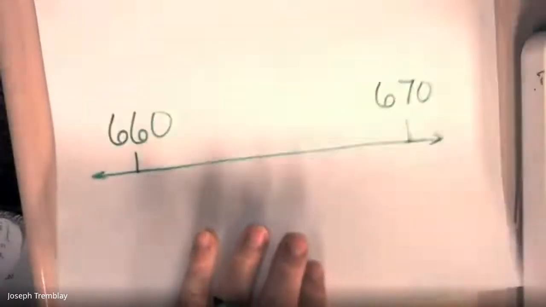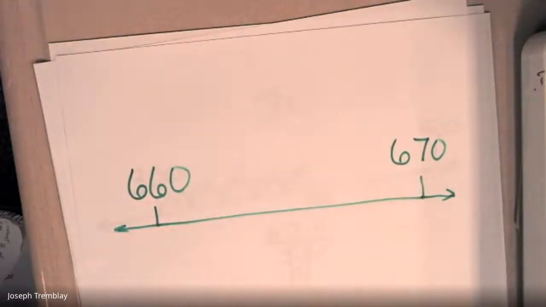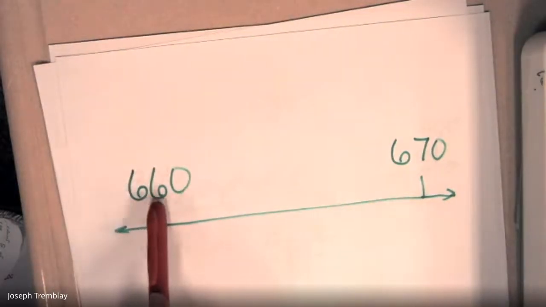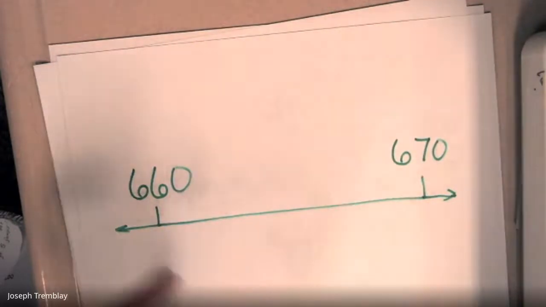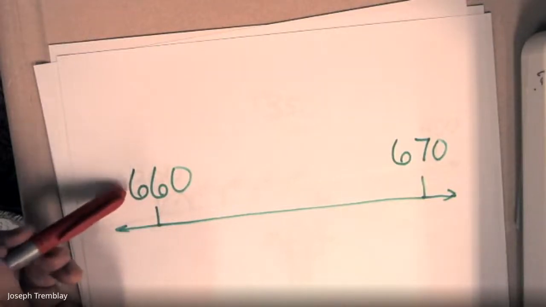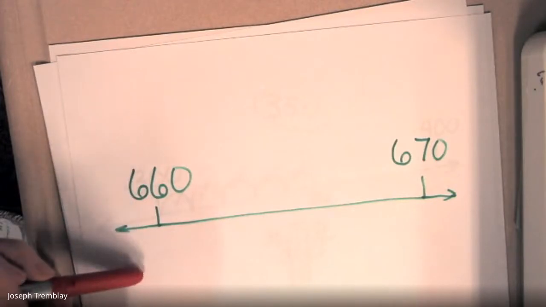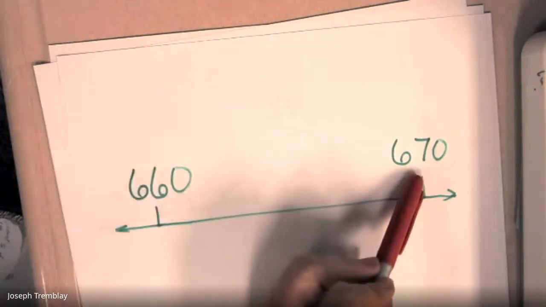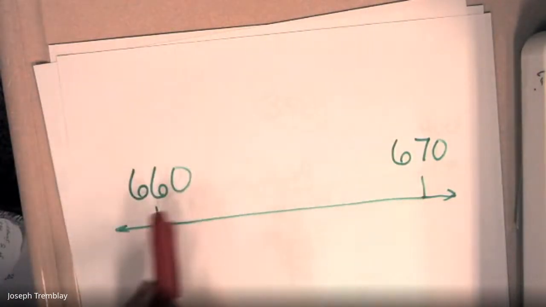It's still a number over 100, but it's a much bigger number now. But look, we got 660, 670. How much did I add? Did I add 100? If I add 100 to 660, I would have 700, because 600s plus 100s gives me 700s and 60. I don't have 760. I didn't add 100. I added 10.